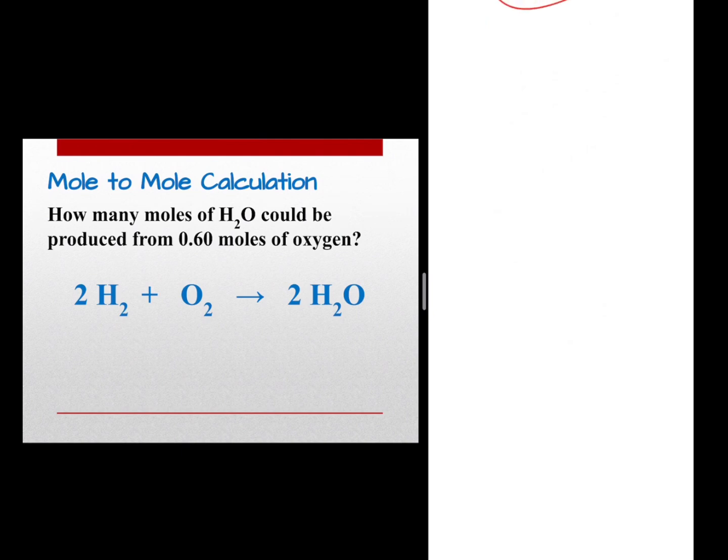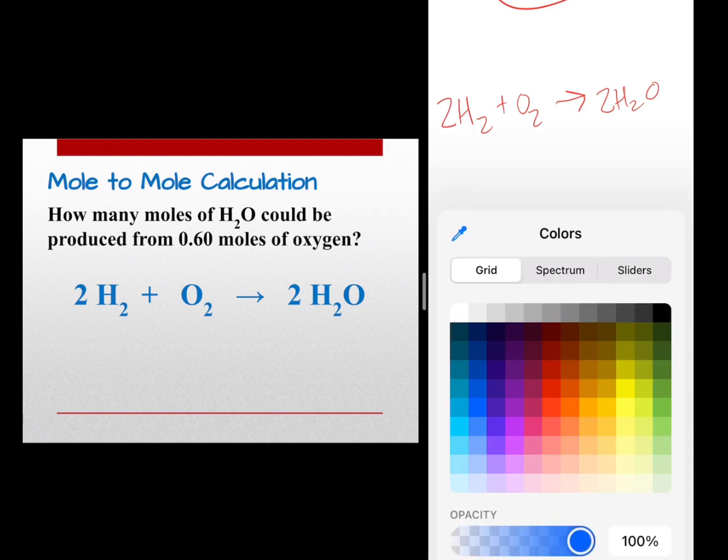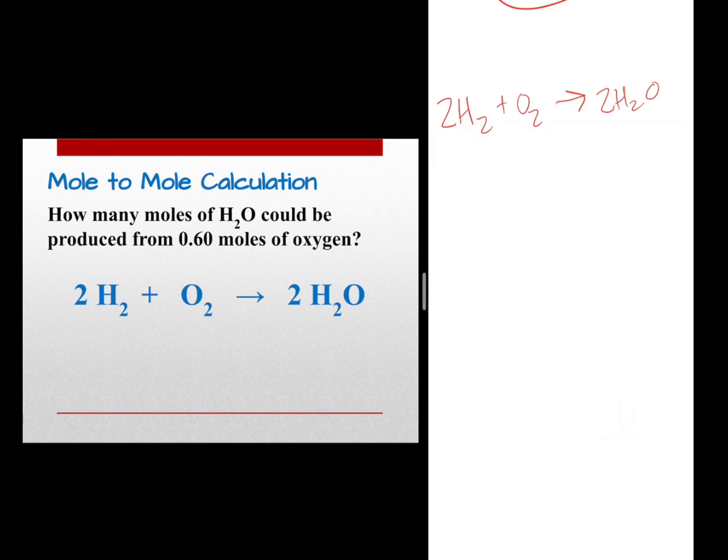How many moles of H2O could be produced from 0.6 moles of oxygen? So let's write down the equation again. Let me change colors. Okay, so I'm looking for moles of water. So above water, I'm going to put my X. That's what I'm looking for. I have 0.6 moles of oxygen. So above this, I'm going to put 0.6 moles.